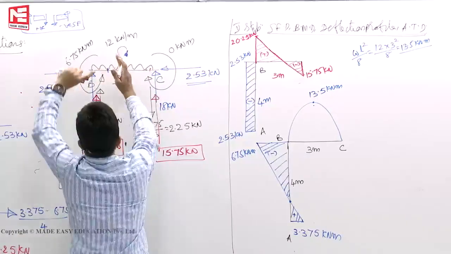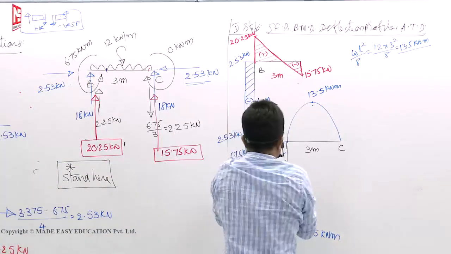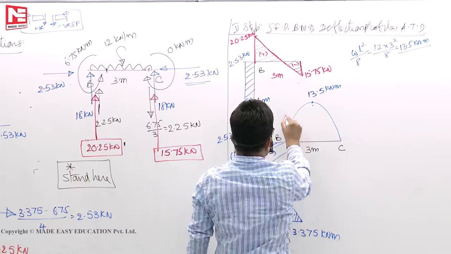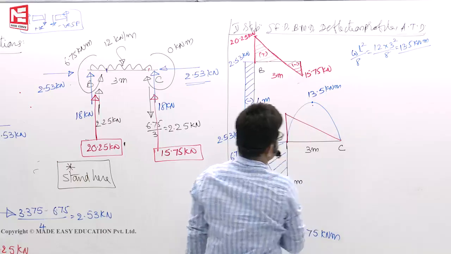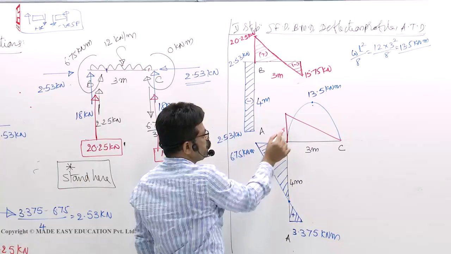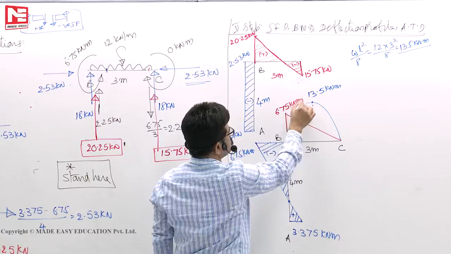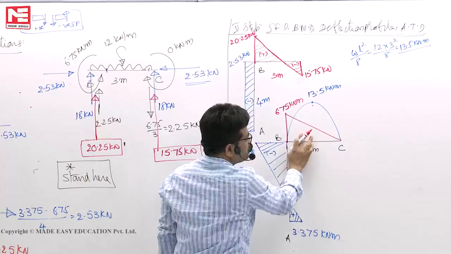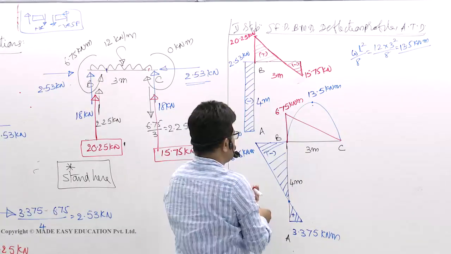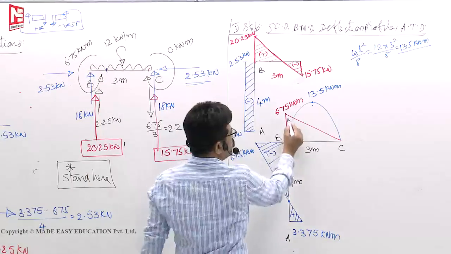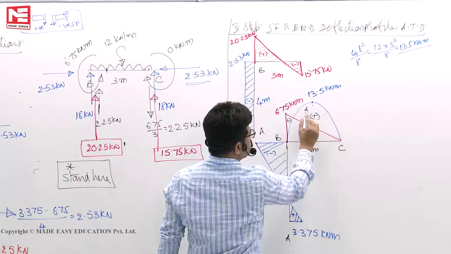See, section left side anti-clockwise, it will hog. On the same diagram, you can superimpose the hogging moment also. 6.75 means like this. See here, if this is 6.75, this has to be 6.75. The area that got overlapped, you cancel. The area that didn't get overlapped is your net bending moment diagram. The area that didn't get overlapped here is negative. This is positive.